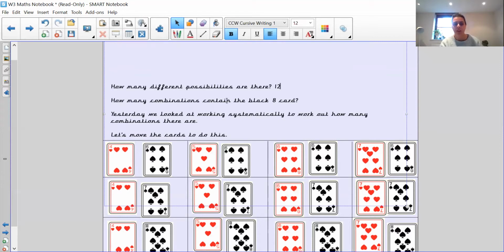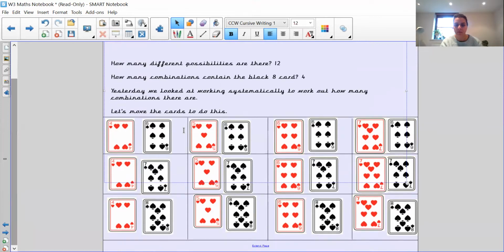How many combinations contain the black 8 card? Well, let's have a look. None of these contain the black 8 cards because I put the black 8 at the bottom. So 1, 2, 3, 4 contain the black 8 card. So that's how we've done it systematically to help us remember where they go and which ones we've done already.